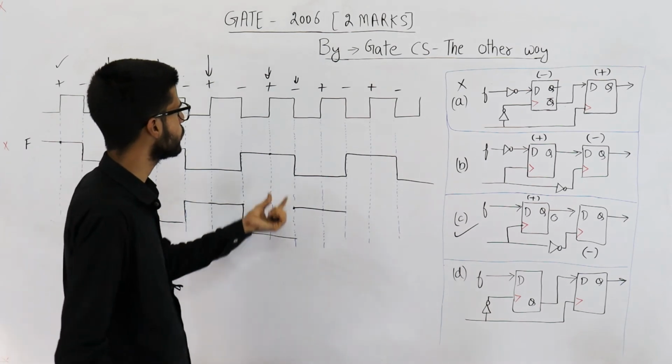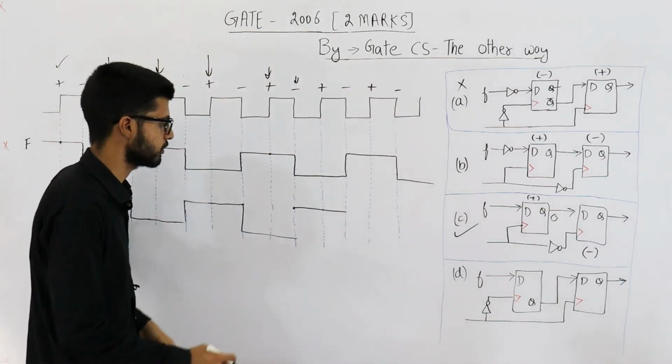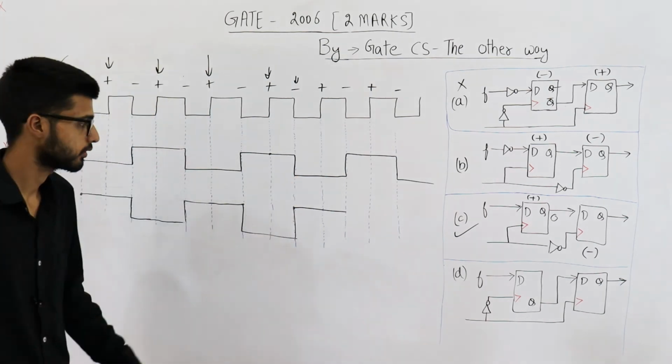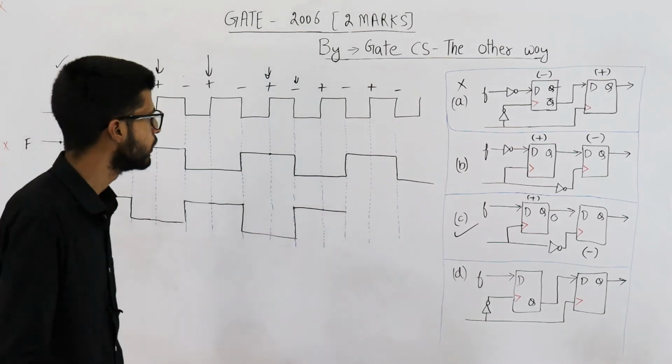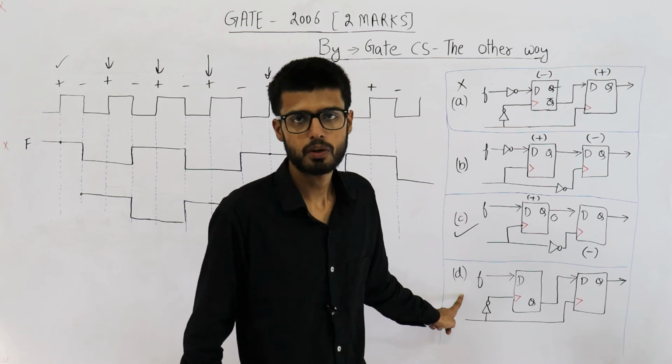And it remains 0 during a positive edge because this one will not react to a positive edge. Here the value is 0. That means like this. Sorry, here the value is 1. It's not 0. So that's all about this question. I'll recommend you analyze this option also.